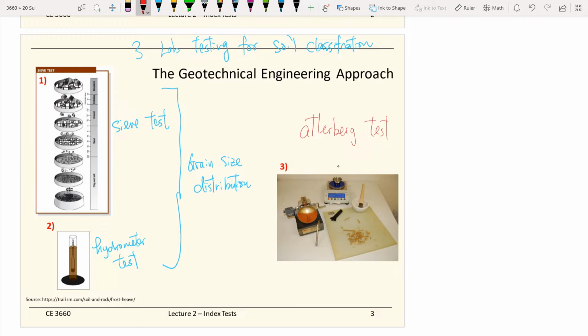This test is mainly for fine-grained material, which is clay and silt. We will talk more about what fine-grained material is, but this slide just wants to give you an overview of what types of testing are available for us to do the job of soil classifications.